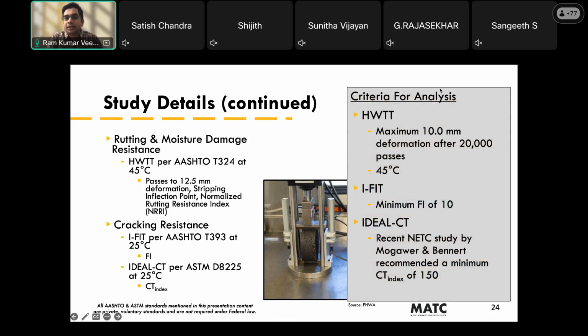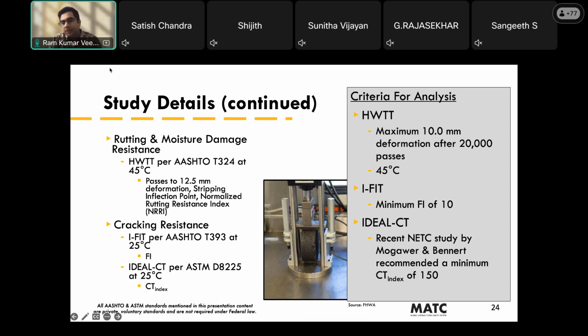So all these criteria that they established that you're seeing over here, like a maximum of 10 millimeters. The other thing I forgot to mention was that they found the 12.5 millimeter rut depth not representative of field performance. So they used a maximum rut depth criteria of 10 millimeter for the Hamburg wheel tracking test after 20,000 passes, and they started running at 45 degrees Celsius to be representative, and they found it to be successful for their climatic conditions. And for IFIT, they used a proposed criteria of 10 based on their experience.